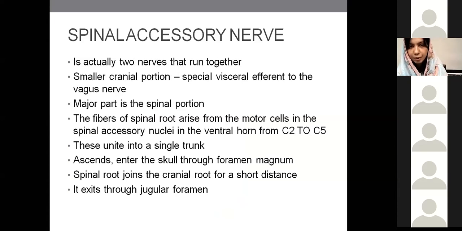Now moving towards the spinal accessory nerve. The spinal accessory is actually two nerves that run together. A smaller cranial portion, the special visceral efferent to the vagus nerve. The major part is the spinal portion. The fibers of the spinal root arise from the motor cells in the spinal accessory nuclei in the ventral horn from C2 to C5. These unite into a single trunk, ascend, and enter the skull through the foramen magnum. The spinal root joins the cranial root for a short distance and it exits through the jugular foramen.